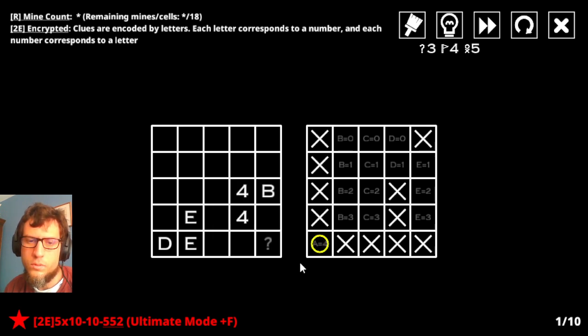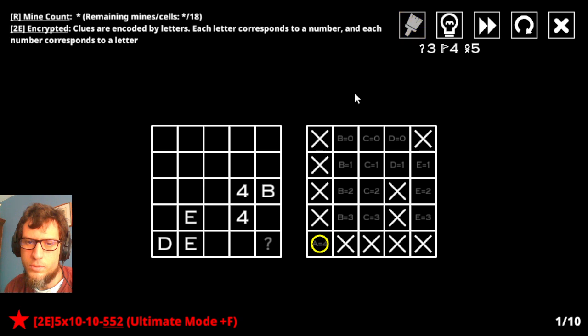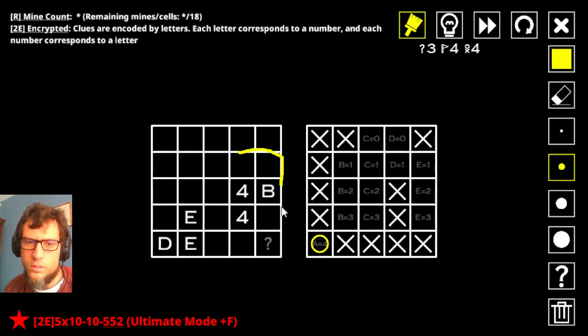Oh, A has to be 4. Yeah, because it's the only one that... So B is 1, or B is 0. Yeah, no, B can't be 0, because it would kill all 3 of those squares and this 4 would not have enough space. So B has to be at least 1.